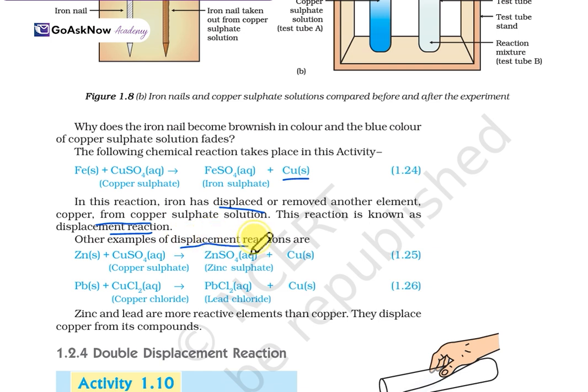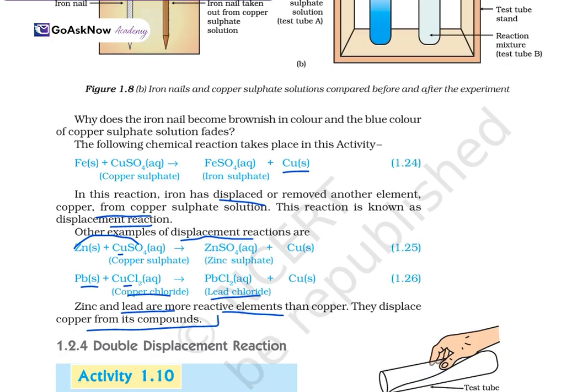Other examples of displacement reaction are Zn plus CuSO4. Here Cu is completely displaced and we get a new product, ZnSO4, zinc sulfate. Again, one more is Pb and CuCl2. We get PbCl2 in the aqueous state and Cu in the solid state. So copper chloride reacts and we get lead chloride. Zinc and lead are more reactive elements than copper, and they displace copper from its compound. So this is what displacement reaction means.